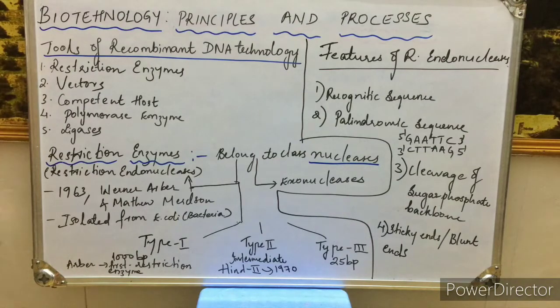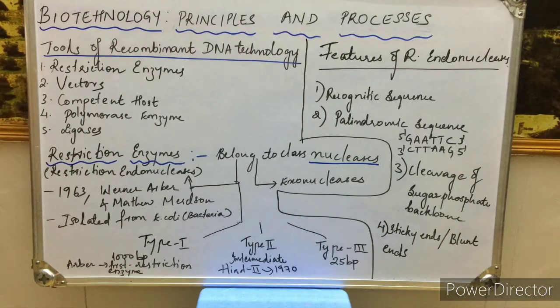Type 1 are the set of restriction enzymes that cleave the DNA sequence 1000 base pairs away from the recognition site, and they require ATP, the energy. Some processes require energy in the form of ATP, whereas some processes do not require any energy. So the type 1 restriction enzymes cleave the DNA sequence 1000 base pairs away from the recognition site.